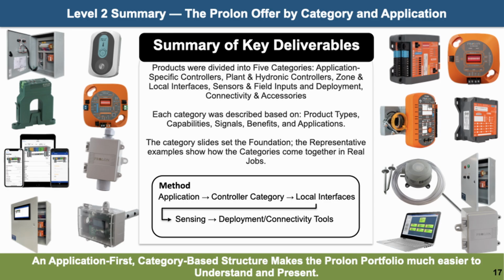To close the technical content, return to the central logic of the deck. The Prolon offer becomes much easier to understand and present when it is organized using an application-first, category-based structure. The products were divided into 5 categories: application-specific controllers, plant and hydronic controllers, zone and local interfaces, sensors and field inputs, and deployment, connectivity, and accessories. Each category was described based on product types, capabilities, signals, benefits, and applications.